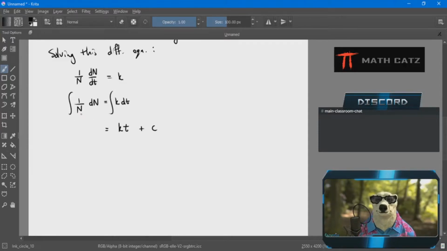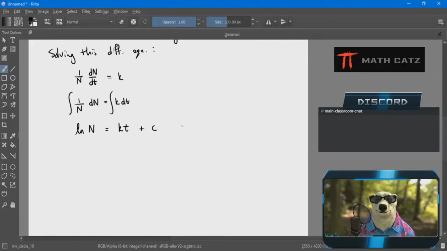Then on the left, I look at that in isolation. So n is my variable for this antiderivative question. 1 over n's antiderivative is natural log. Now I'm not worried about absolute values or any technicalities here because we know that our population is always going to be a positive number.